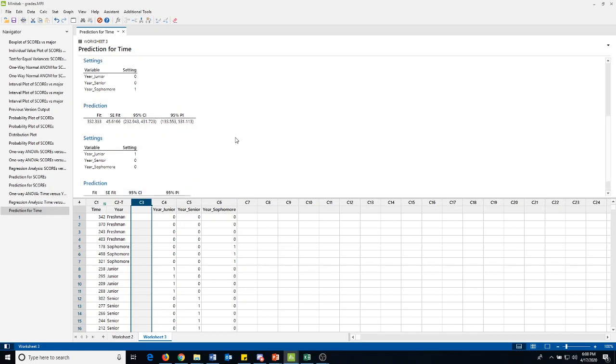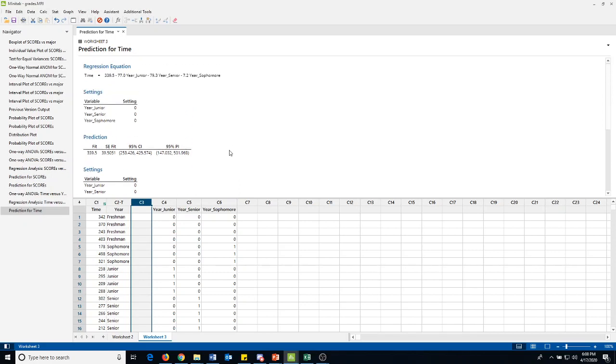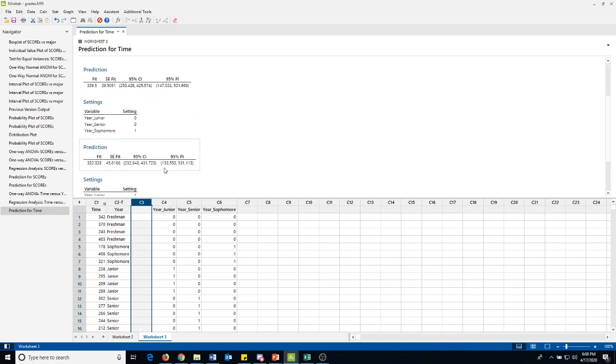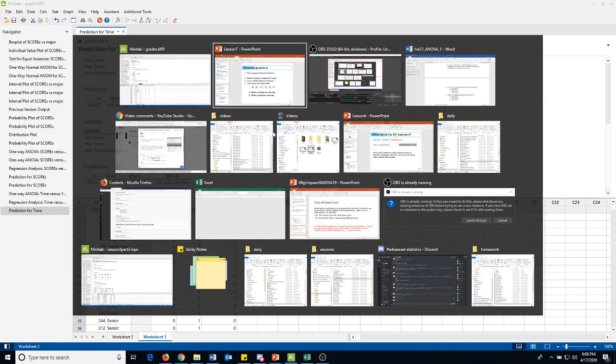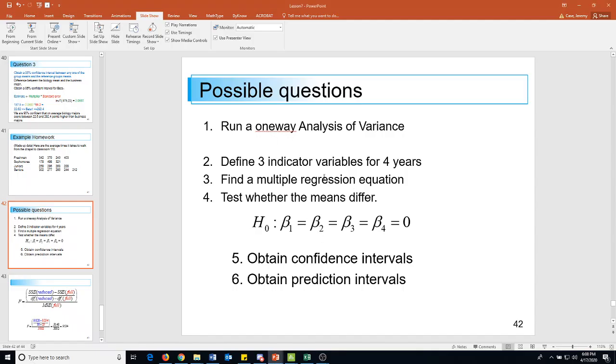So there's a little bit of variation there. If I wanted to predict an individual freshman, it'd be between 140 seconds and 532. Again, remember the prediction interval is for an individual one. If you're an individual sophomore, it'd be between 133 and 531. And if you're an individual junior, it'd be 70 to 455. So that's just sort of an indication of how you could do the homework.